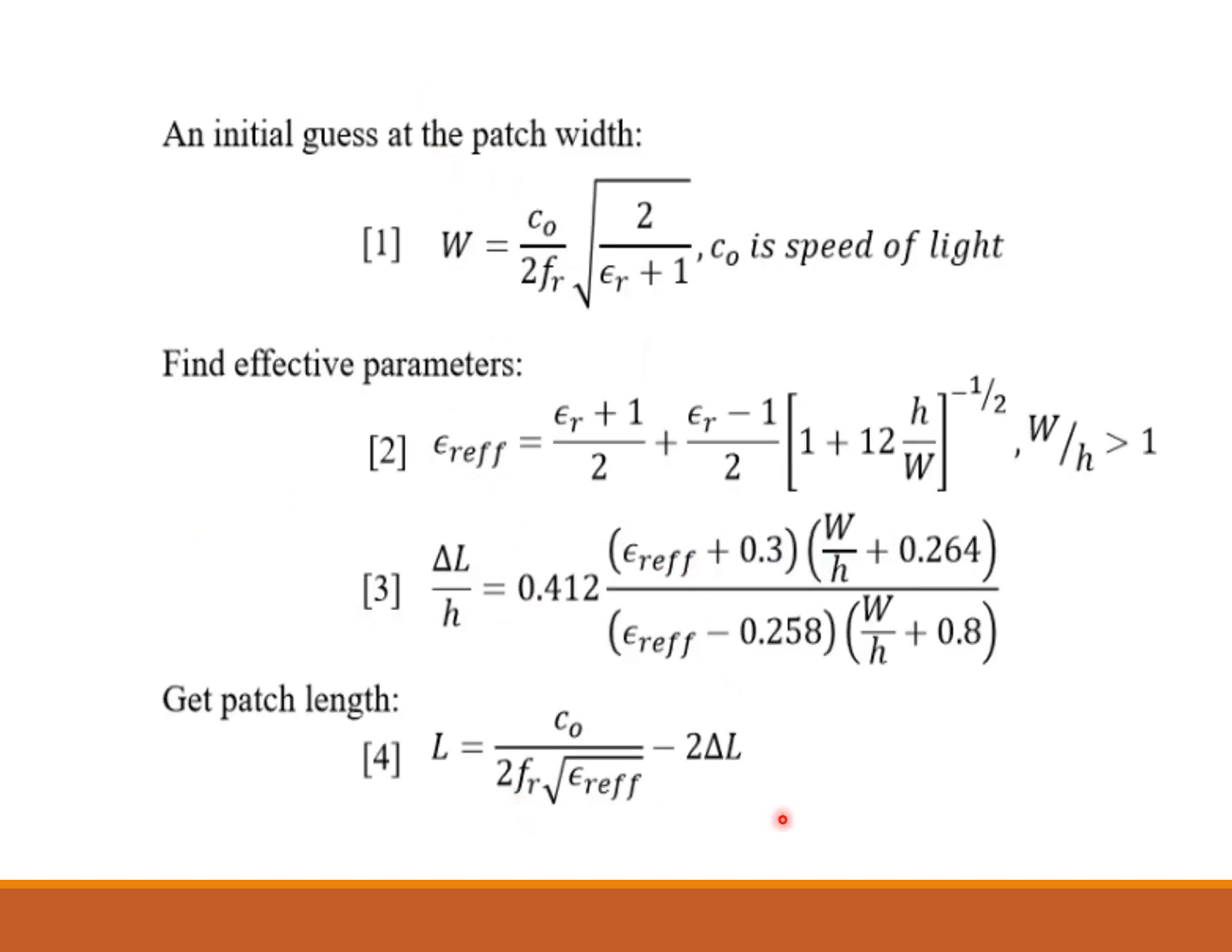Now, these are the design equations that we use for designing a microstrip patch antenna. W is the width of the patch, and L is the length of the patch. So these two are very important in designing a microstrip patch antenna. And fr is the resonant frequency, epsilon r is the permittivity of the dielectric substrate, and c0 is the speed of light.